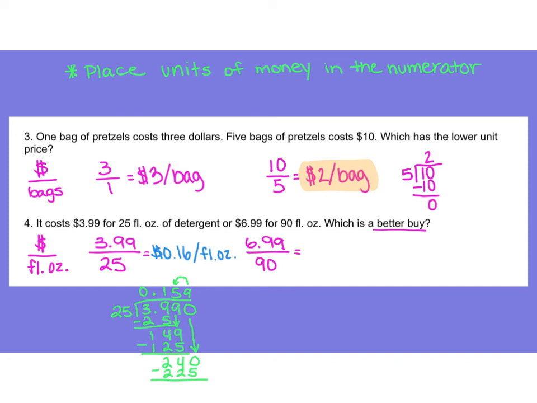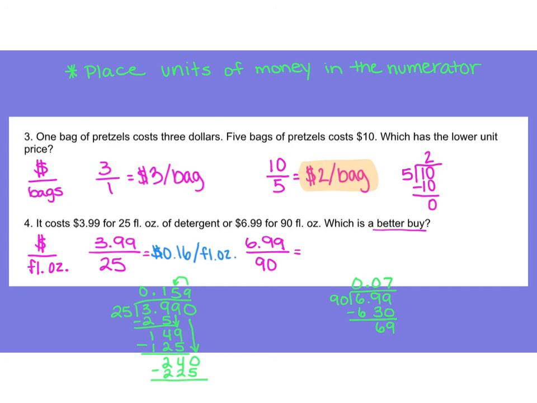So we'll set up our other division problem. 90 cannot go into 6. It also cannot go into 69, but it can go into 699 7 times. 90 times 7 is 630. When we subtract, we would get 69 left over.